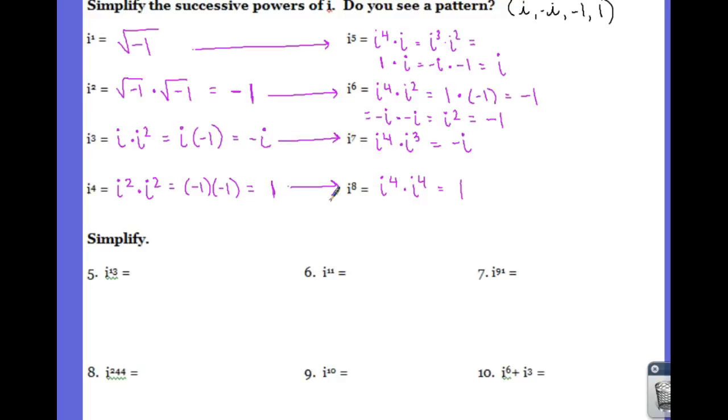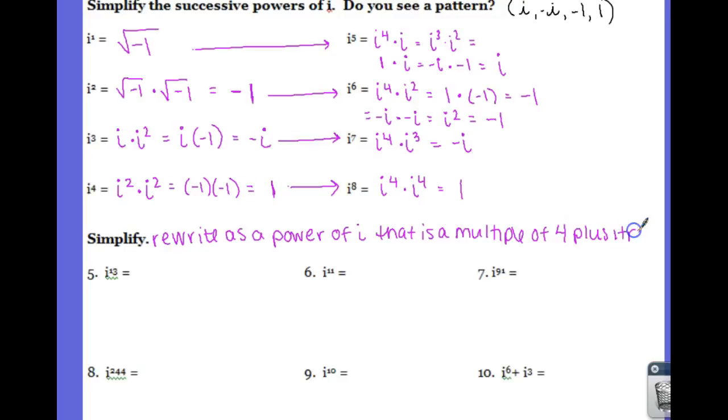So remember I kept telling you I made all of these 4s? What that means is when you're simplifying these, in order to simplify, rewrite it as a power of i that is a multiple of 4 plus its remainder.